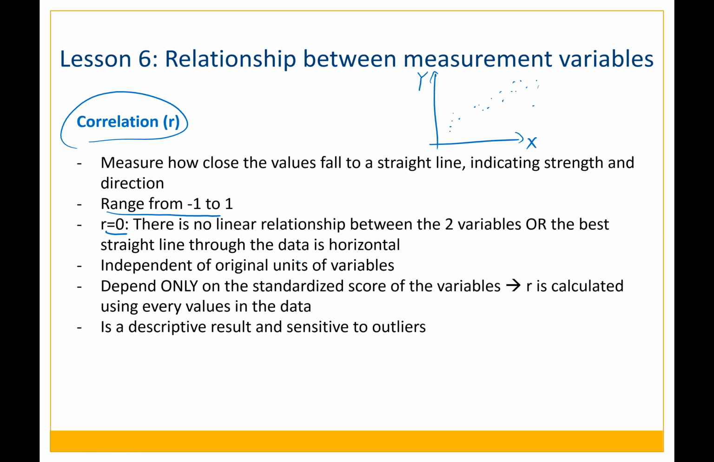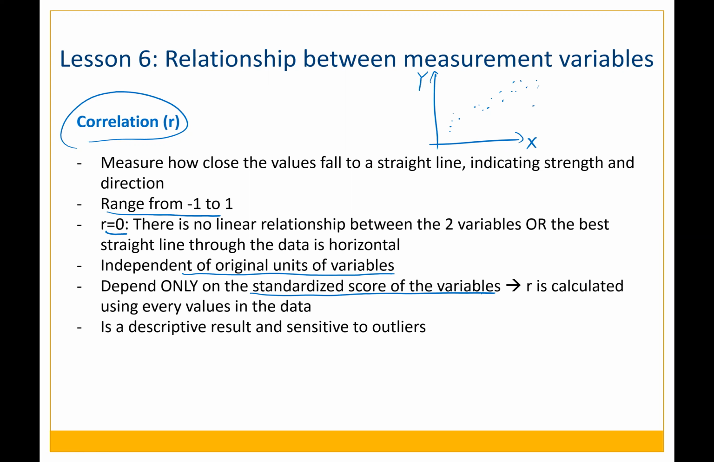Note that this correlation is independent of the original units of the variables. If you change the unit from, say, meters to inches or meters to feet, there wouldn't be any change in the correlation. It only depends on the standardized scores of the variables, because the correlation is calculated based on every value in the data and their standardized scores. So it only depends on the variables in the data.